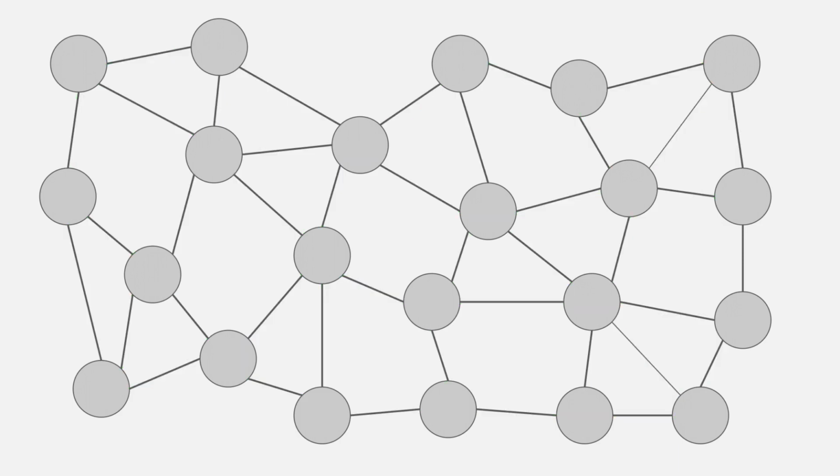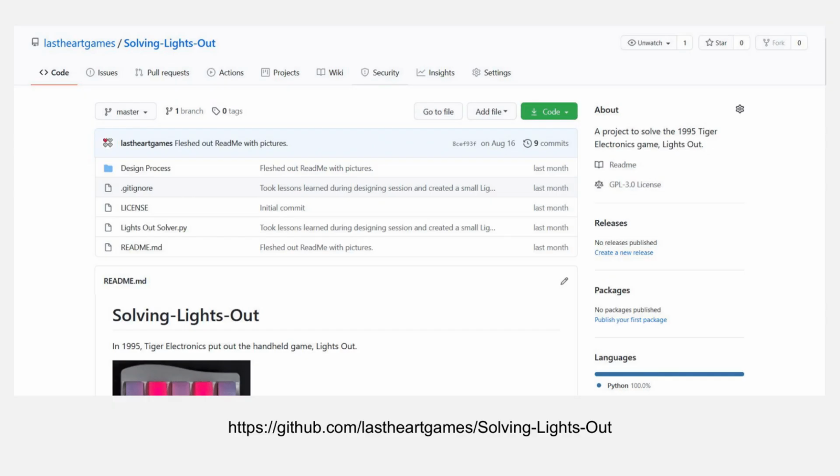Once we have all the configurations mapped and connected, we can determine what is the shortest path between any two game states. Basically, we can use network theory to find the shortest path from our current state to solved, where all the lights are out. Now, I'm going to be implementing this work in Python, and I'll make all the code and research work available on GitHub for anyone interested. With that, let's get started.